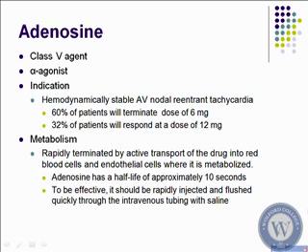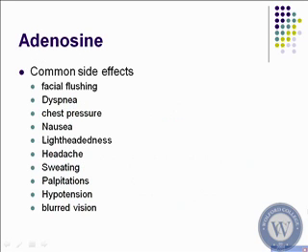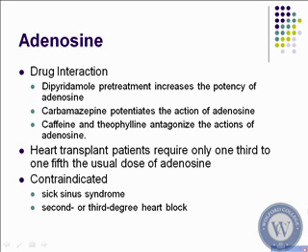It's rapidly terminated by active transport into red blood cells, and adenosine has an approximate half-life of 10 seconds. It should be rapidly injected and flushed through with an IV tubing bolus. Adenosine usually causes facial flushing, dyspnea, severe nausea, lightheadedness, headache, sweating, palpitation, and blurred vision. Interactions: dipyridamole pretreatment increases the potency of adenosine, so be careful of that. Carbamazepine potentiates the action of adenosine, and caffeine and theophylline can actually antagonize the action. Heart transplant patients may require only 1/3 or 1/5 of the usual dose, and it's contraindicated in patients with sick sinus syndrome or third-degree heart block.